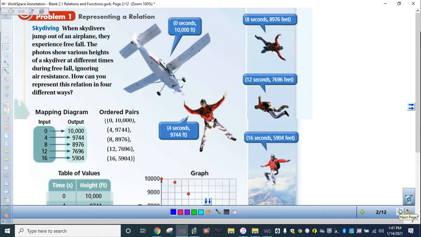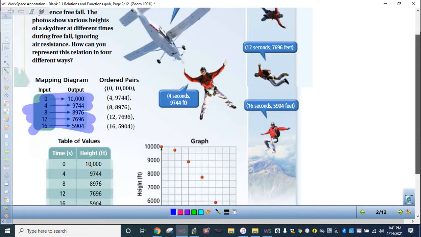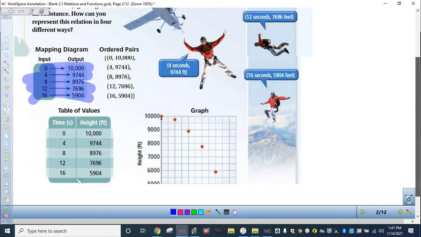Yeah. Okay. Well, whatever. Normally, when you jump out of a plane, you start at 10,000 feet. That's kind of the normal, when you're learning how to skydive. And then you can see the ordered pairs right here for the skydive. So that's just another representation. You can make the mapping diagram, a table, and a graph.